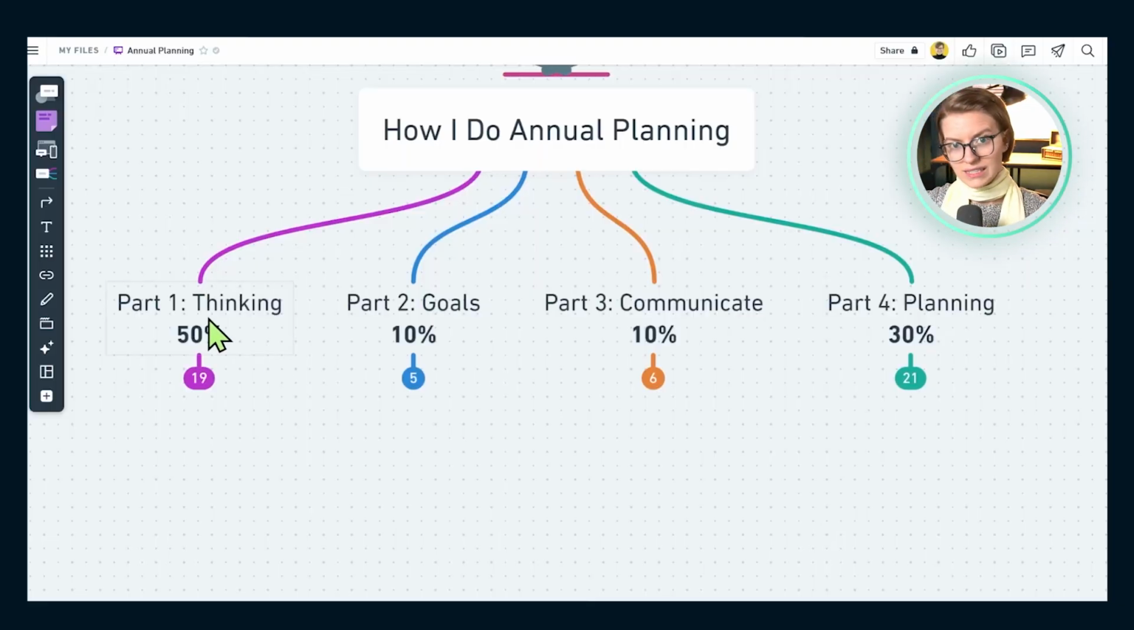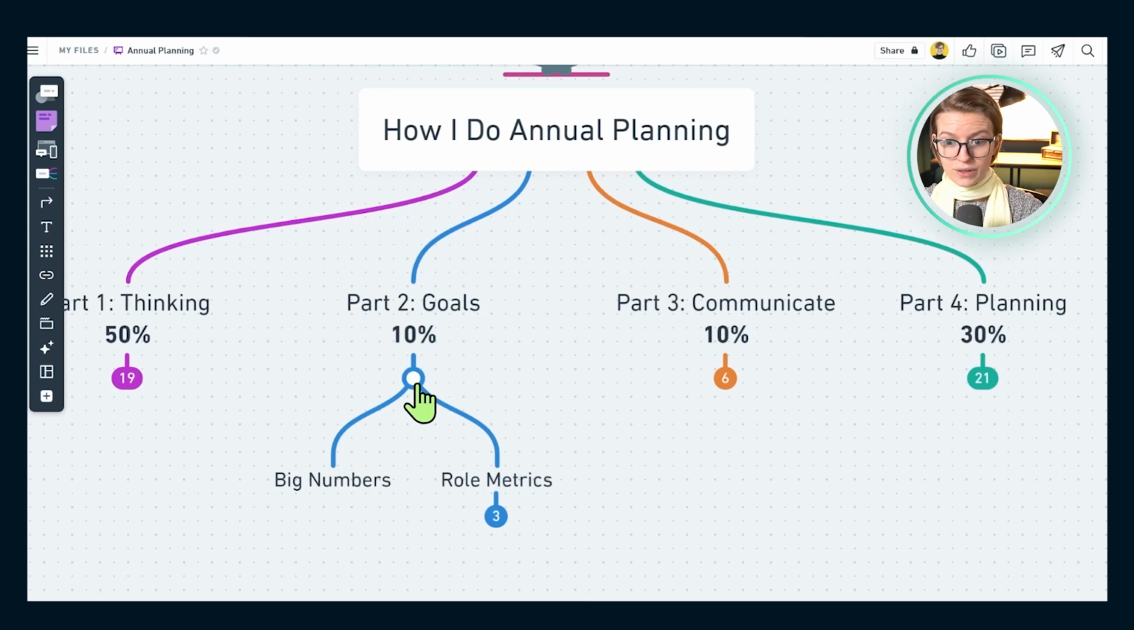Now, once we get the thinking down, we are ready to do a little bit of goal setting. Nothing crazy like New Year's resolution stuff, but a little bit, because it does help us anchor our vision to reality to have some kind of benchmark as to whether our stuff is working. For me, goals fall into two categories. First, big numbers. Second, role metrics. Big numbers are referring to things like profit, dollars in the savings account, revenue, and expenses. Those are really my four major areas that I pay attention to.